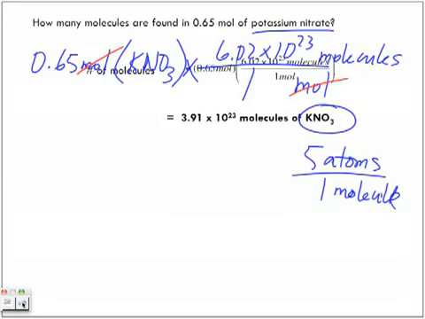Right, but now, what is the least number of significant digits in my question? 2, right? So I need the 3.9. We look at the 1 after it. Does it change? No. So the answer is 3.9 times 10 to the power of 23 molecules. This time I can do it. Molecules of KNO3.